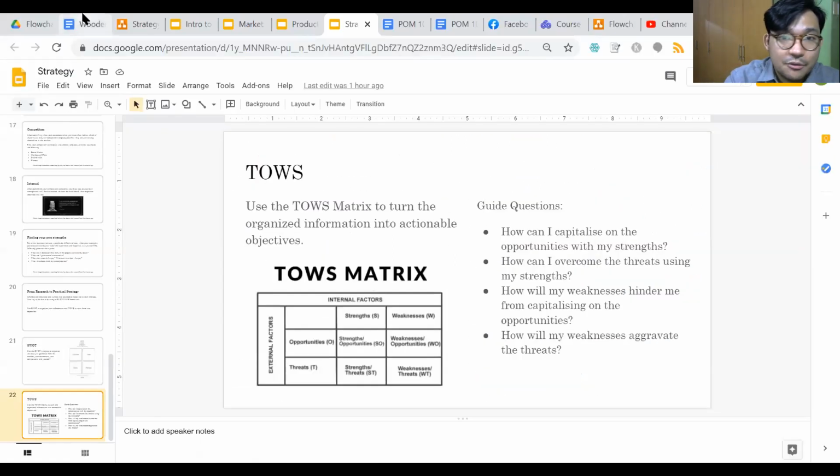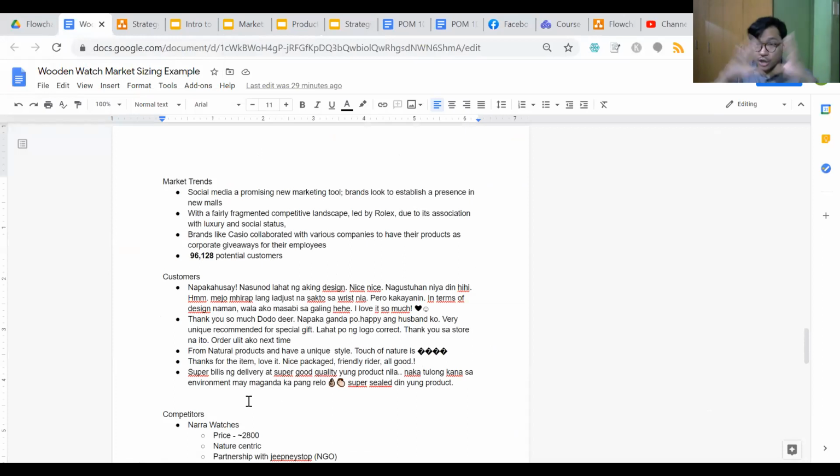As I've mentioned earlier, let's use wooden watches as a potential product that we can analyze. The first thing that we have to look at is market trends. I already researched a lot of these things, so it won't take up too much time and the video won't be too long. For market trends, I looked at Euromonitor: the country report for the Philippines, the watches report for the Philippines, and the retail report for the Philippines. I looked at what the trends are and what's happening in the market.